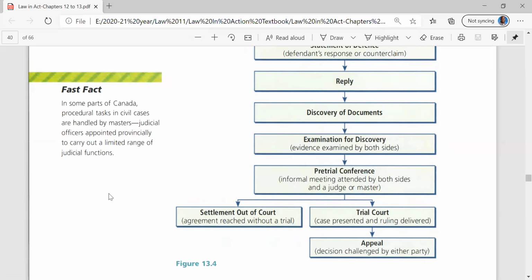If I lose, I can appeal, but I have to appeal for a reason. I just can't appeal because I don't like the decision. There's got to be some reason. So it's either a mistake in law or a mistake in interpreting the law or something like that. I can then ask the judge to go above, look at the decision of the lower court judge, and to appeal the decision, right?